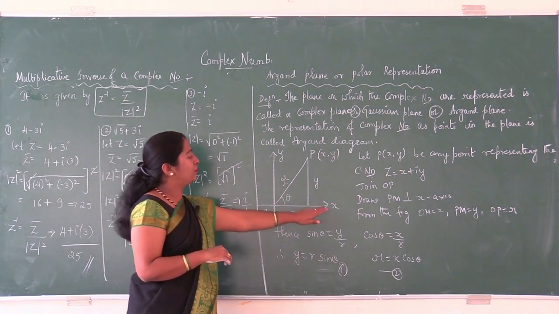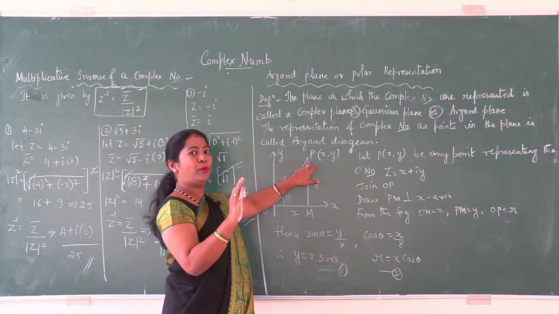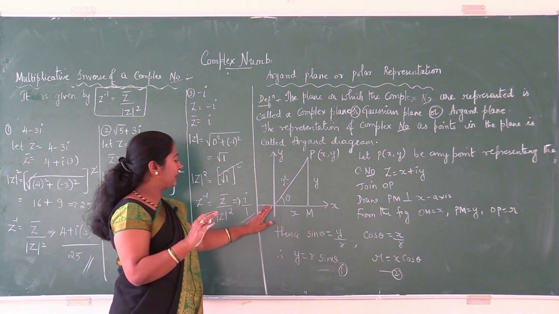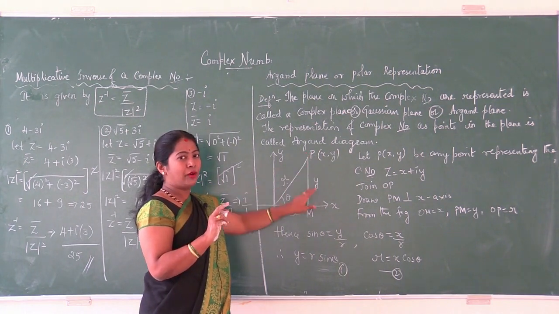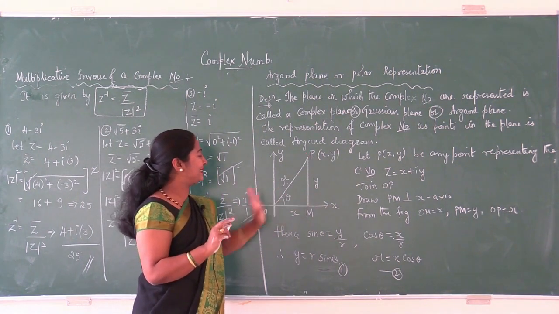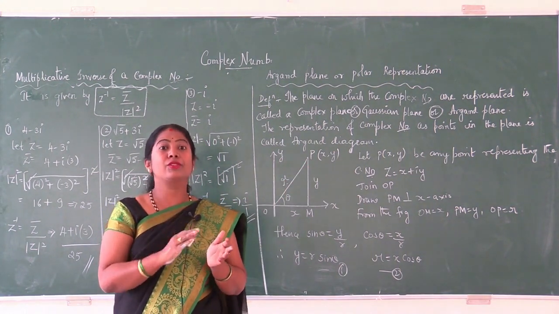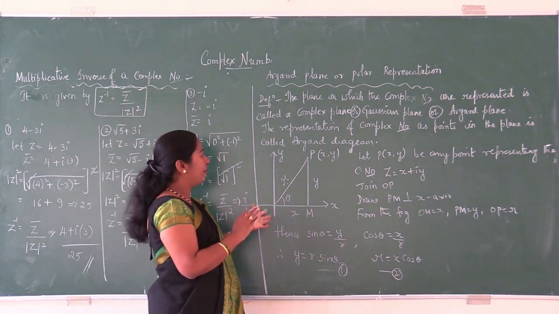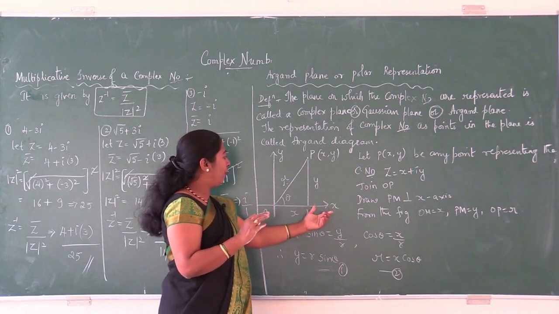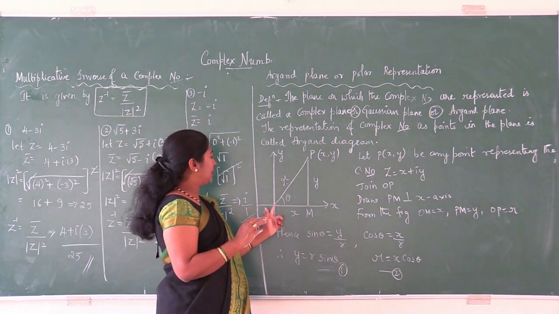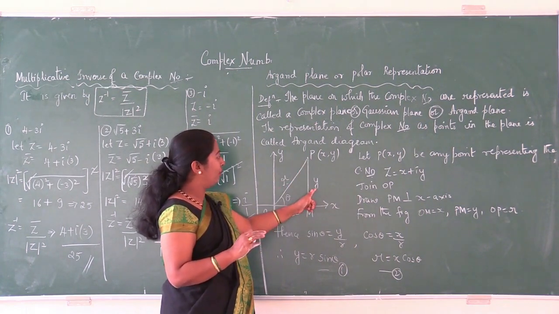It contains 2 axes, one is the x-axis and one is the y-axis. Let P of x comma y be any point in a plane. Join OP, where O is the origin. From the point P, draw PM perpendicular to the x-axis. The distance of OM is nothing but x. The distance of OP is nothing but r, and the distance of PM is nothing but y.